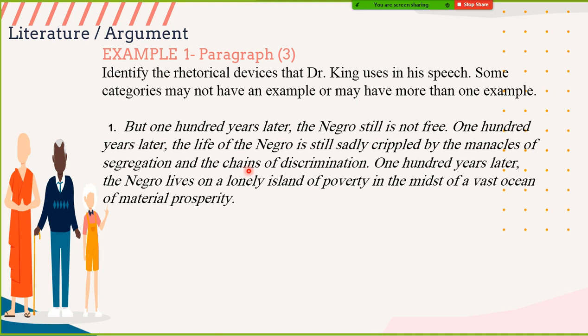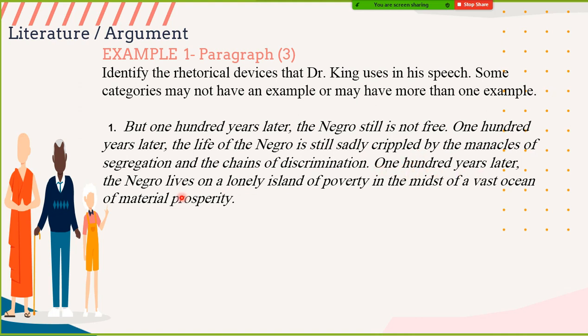And the chains, of course, you know the meaning of a chain, of discrimination. What is the meaning of discrimination? Do you remember? Injustice? Differentiation. To deal with them differently. Segregation is separation and discrimination is differentiation. So they were crippled by the manacles of segregation and the chains of discrimination. We don't have real manacles, we don't have a real chain, but this is an image. He's drawing an image for you to tell you how much they were sadly crippled.